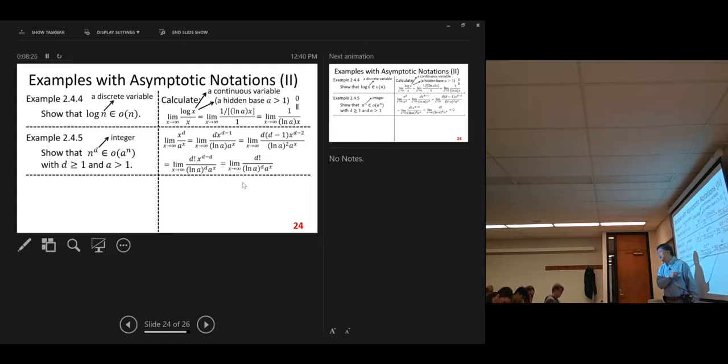Numerator is a constant. D factorial, it's a constant. This natural log n to the d is also another constant. The variable part, a to the x, goes to infinity, so the whole fraction goes to 0. The limit is 0. Then, based on the definition of little o, we prove n to the d belongs to little o of a to the n. That's the proof. Okay?